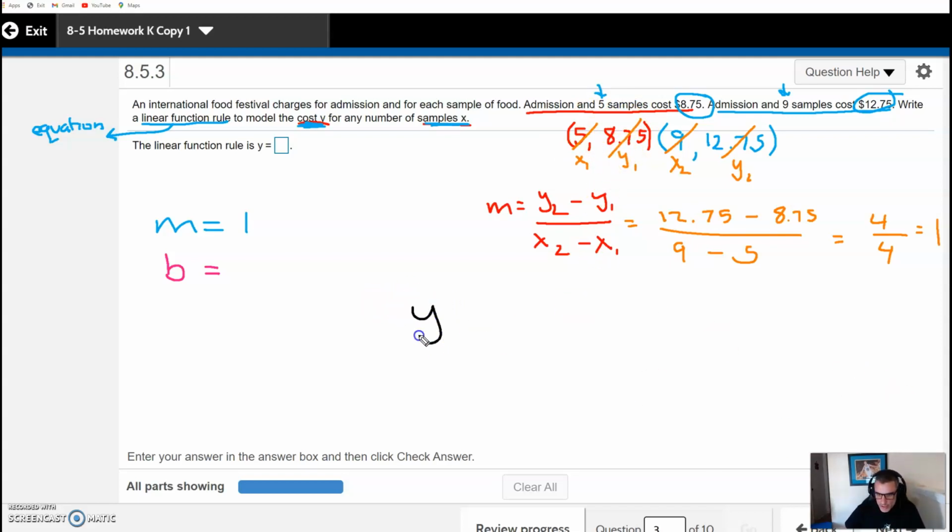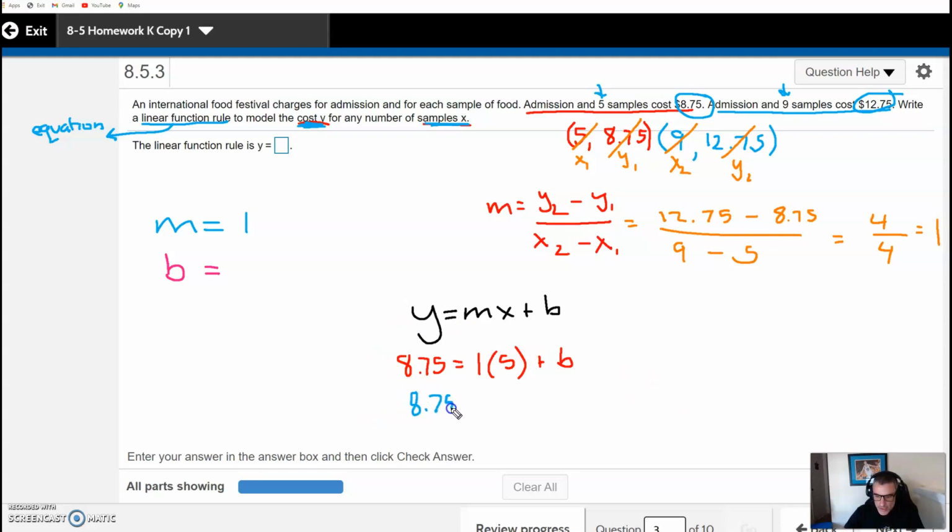So remember, we always write linear equations in the form y equals mx plus b. Well, we know what m is, right? It's 1. And we know that we're going to use 5 for x and 8.75 for y. So I'm going to rewrite this equation as 8.75, that's my y coordinate right here, is equal to m is 1, x is 5, plus b. So now we have this nice equation which only has the one variable, only has b in it. We can solve for that.